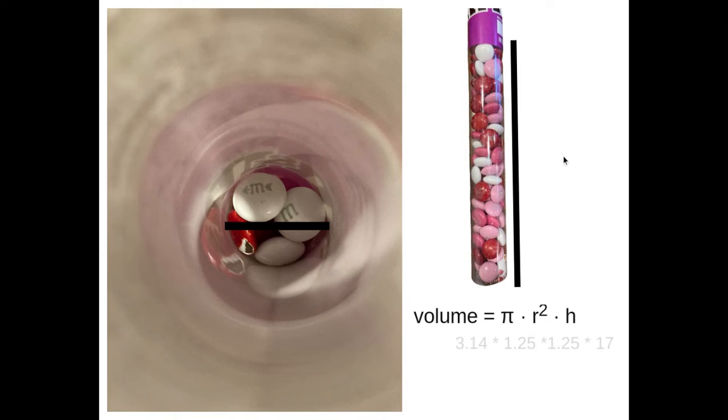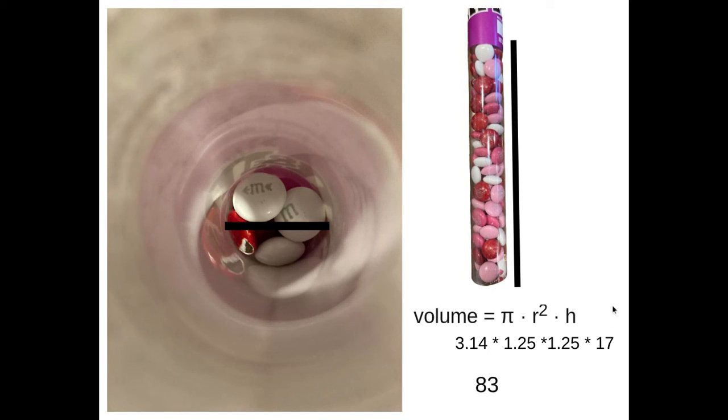I'm going to use 3.14 for pi. R squared means that you take whatever the radius was, that halfway across, and you multiply it twice. So I did 1 1/4, and then I said the height was 17. Now this formula is not going to be perfect because of the spacing or the way M&Ms or candy might be in a container, but it's going to be pretty close.